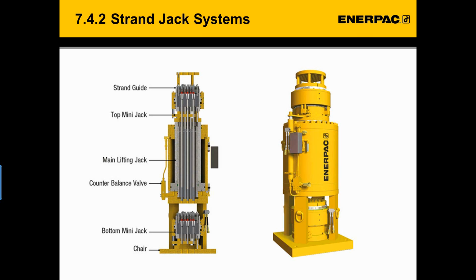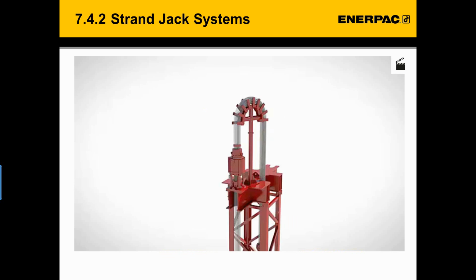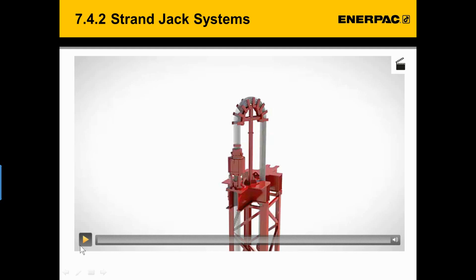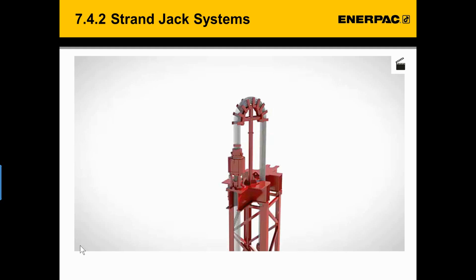Mini jacks on the top and bottom of the jack control the tightening and releasing of the wedges and anchors around the strands. The main lifting jack creates the movement along the strands with the counterbalance valve controlling the oil flow. The chair then is where the strand jack is secured to the construction element. Here is the animation of how the elements of a strand jack are designed to work together to simultaneously pull the strands through the jack.